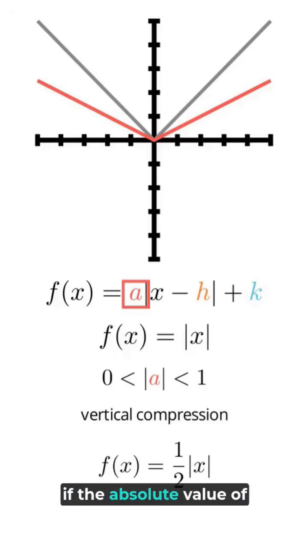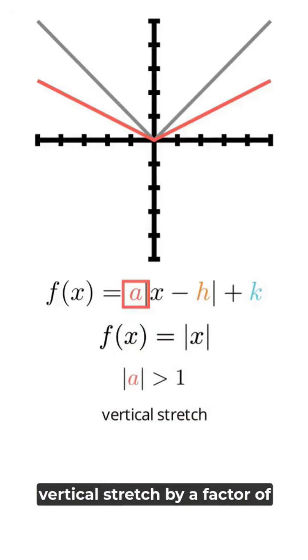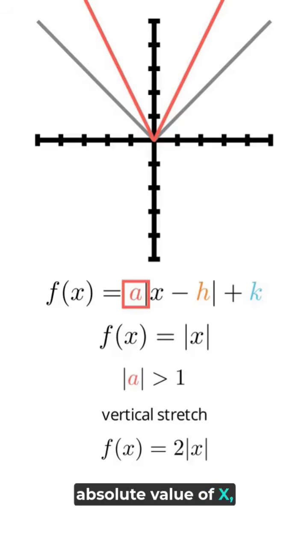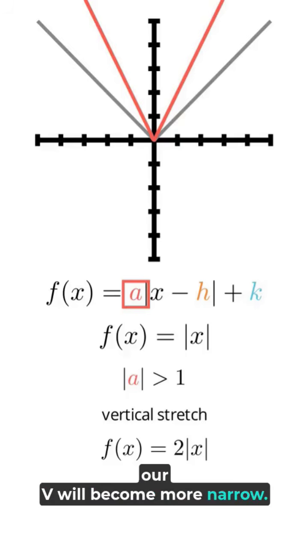Now, if the absolute value of a is greater than 1, then this will represent a vertical stretch by a factor of whatever the absolute value of a is. For instance, if you have 2|x|, this will represent a vertical stretch by a factor of 2. And typically, if it is greater than 1, our V will become more narrow.